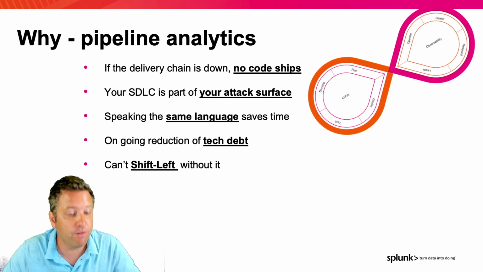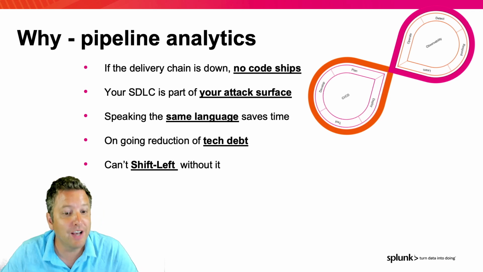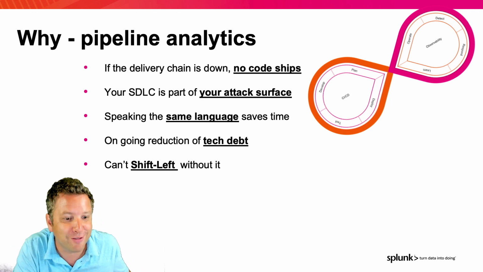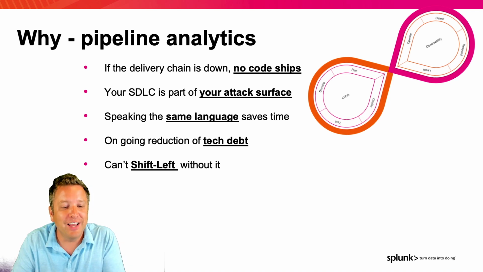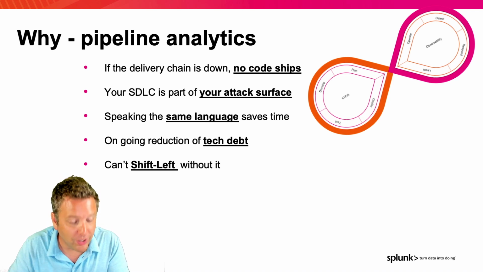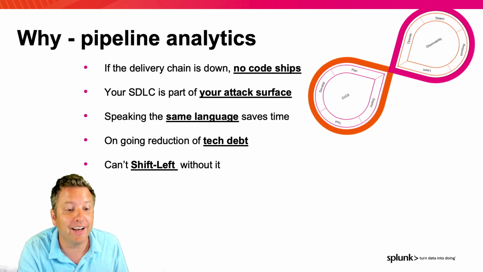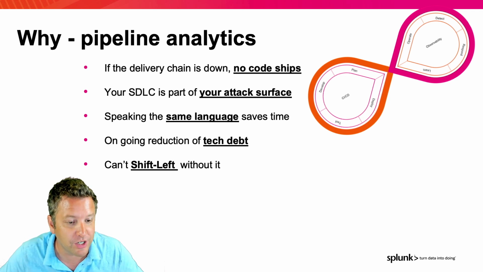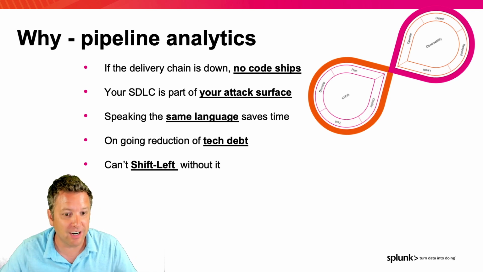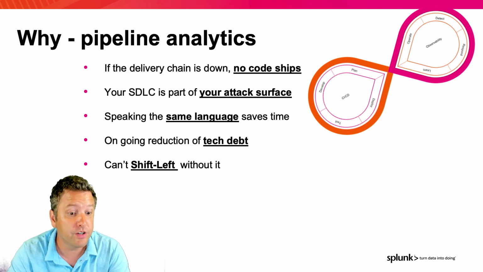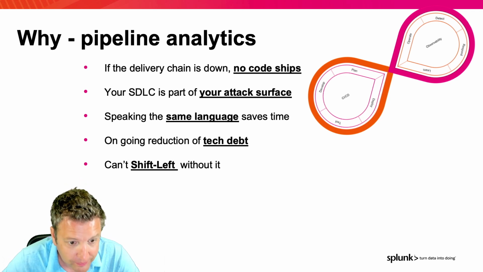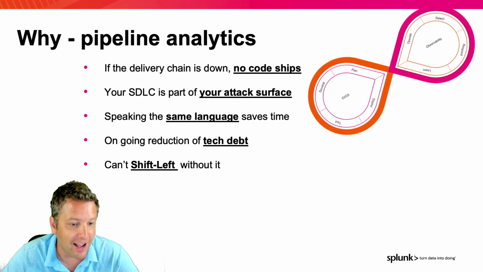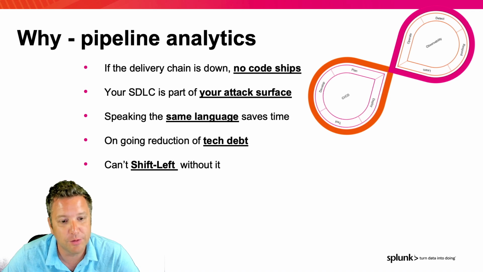You can't shift left without visibility because you don't know what to shift. So it's hard to know if you're successful if you don't have a baseline and an ongoing visibility of what's going on. So if you truly want to shift left, visibility is necessary for everybody. Otherwise, you're going in blind. And that just is not sustainable. It has a short lifespan.